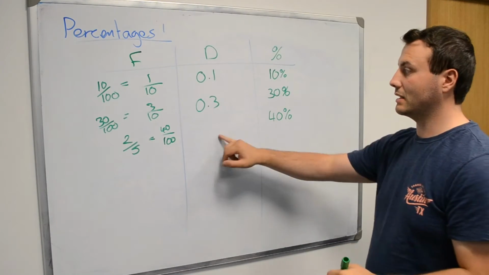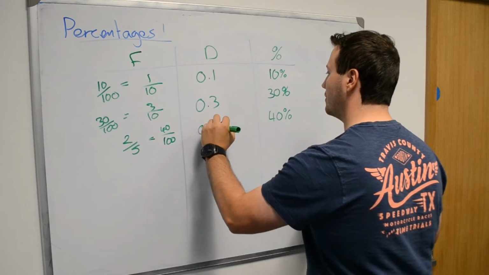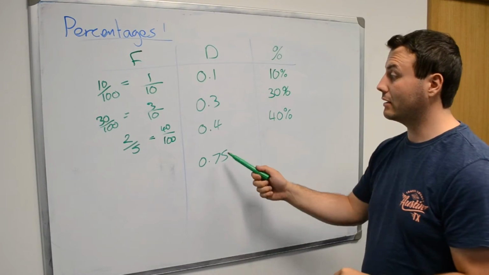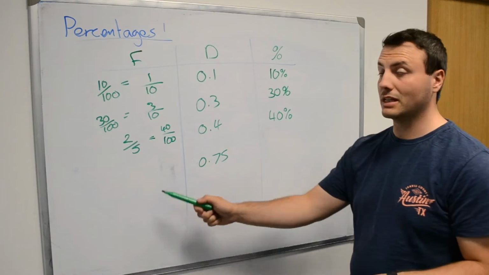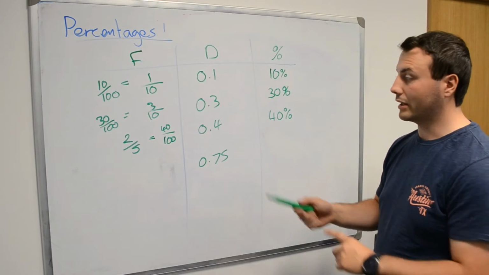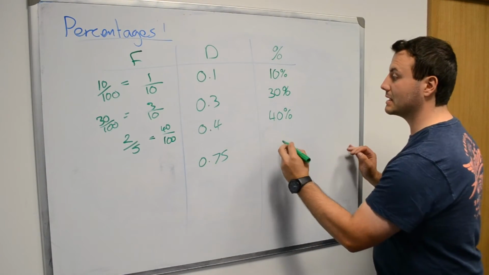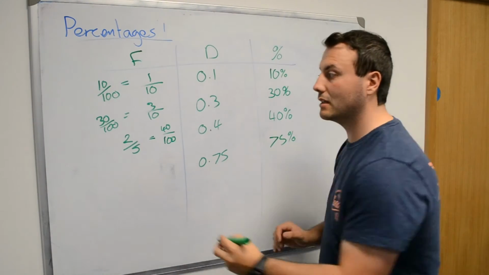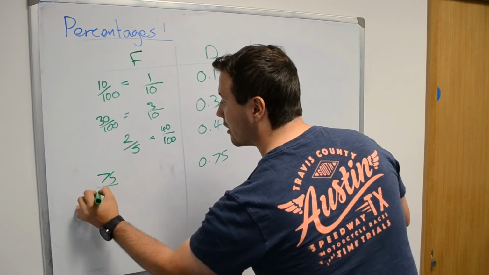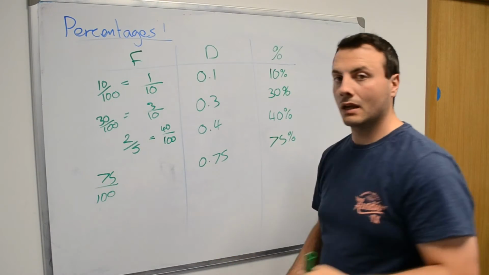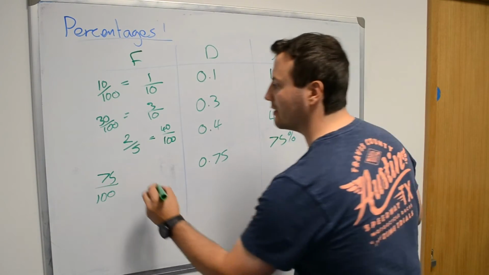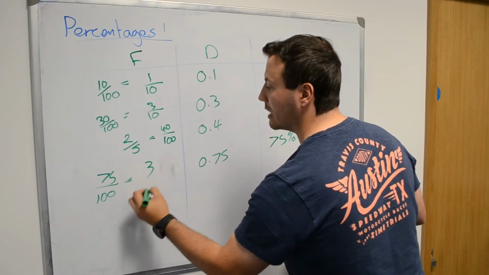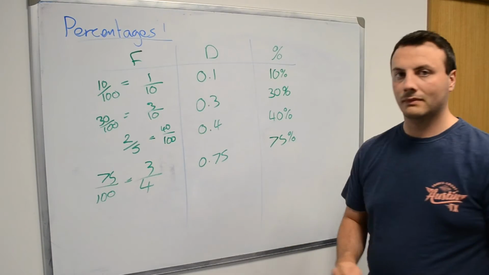And then with our 40%, we can see that's going to become 0.4. Okay, and now for the next one, we'll give it a try. 0.75, try converting that into a percentage and a fraction. Okay, so 0.75 as a percentage, we see it's just going to be 75%. 75% is 75 over 100. And now we can see that both are multiples of 25. So dividing top and bottom by 25, that's going to give us 3 over 4. And that's our answer.